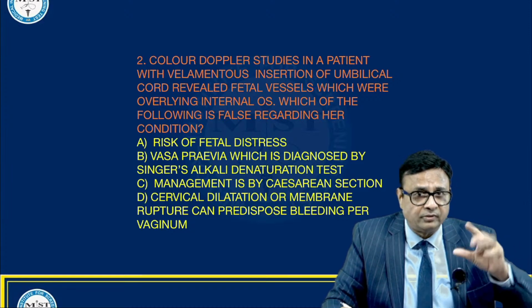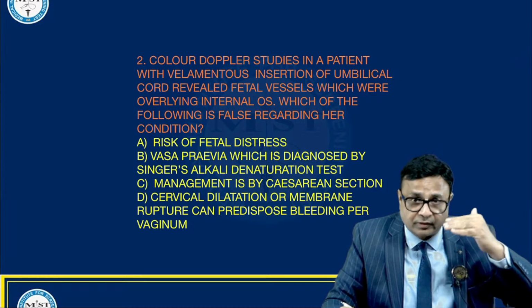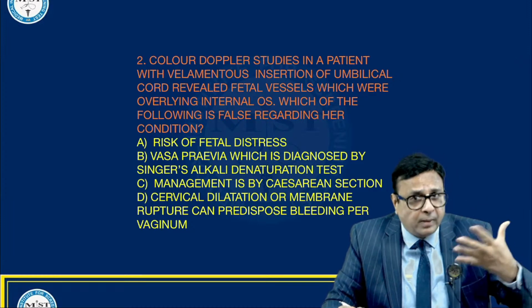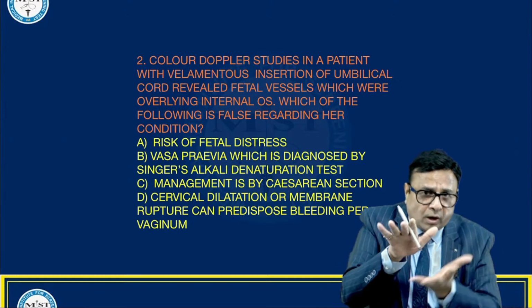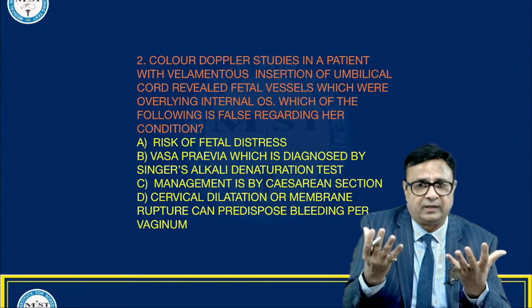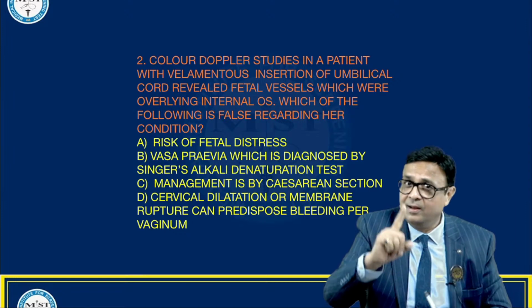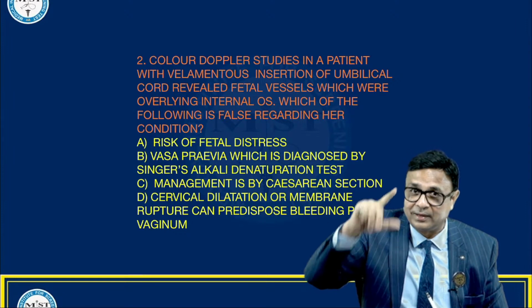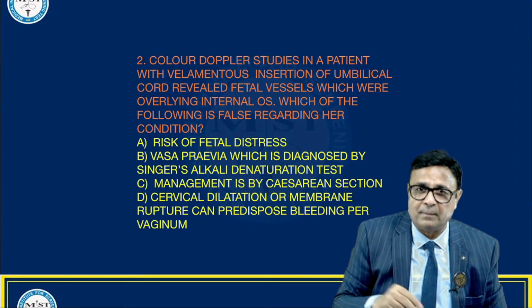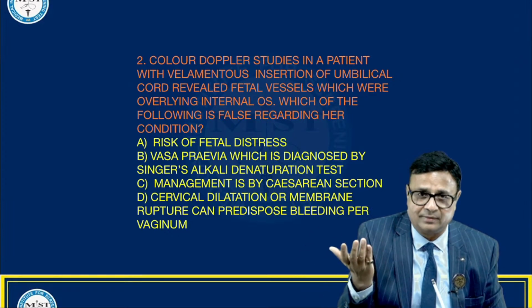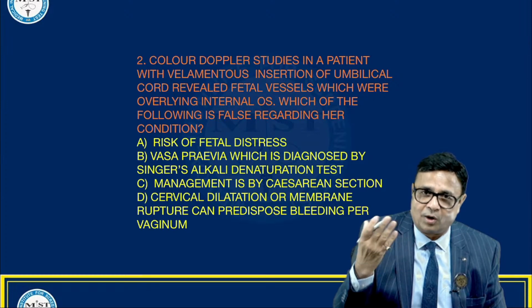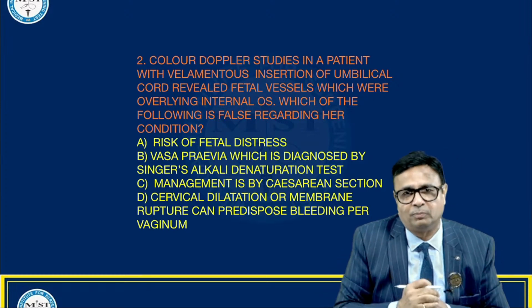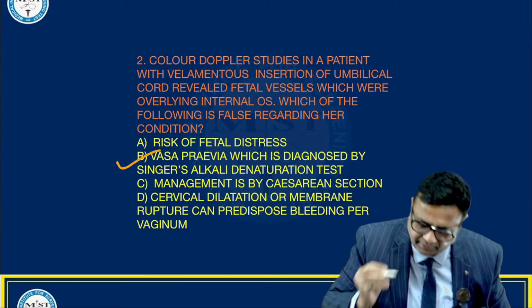No, beta. Singer's alkali denaturation test gives us idea about whether the blood which is coming out of vagina is fetal in origin or maternal in origin. Vasa previa is diagnosed by color Doppler ultrasound. So incorrect statement. C, management is by cesarean section. Yes. Cervical dilatation or membrane rupture can predispose bleeding per vaginum. Yes. So answer is B.